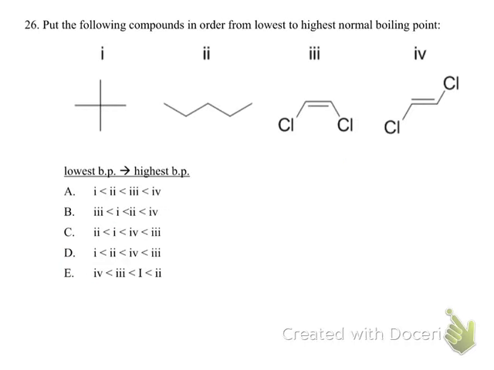In this problem, we're tasked with ranking these molecules in order from lowest to highest normal boiling point. So remember the correlation between boiling point and intermolecular forces. The more IMFs something has, the greater its boiling point is generally going to be, because the molecules are able to hold together more tightly in the liquid phase. It takes more heat to break them apart, therefore a higher boiling point.